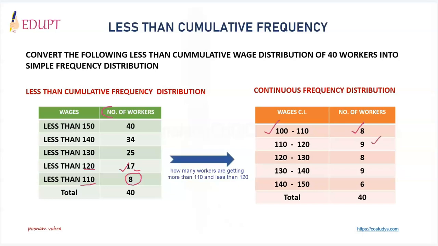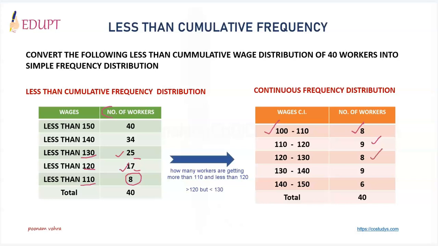Then similarly, less than 130 wages are given to 25 workers. So we need to find out how many workers are getting more than 120 but less than 130. For that, we shall again deduct the frequencies. That is 25 minus 17. It is 8.